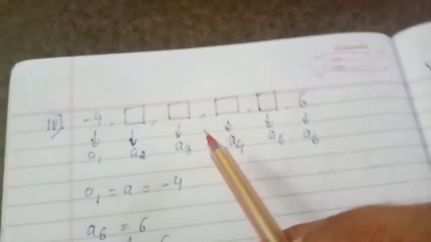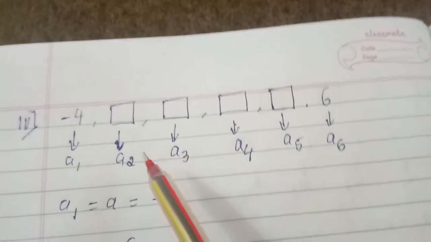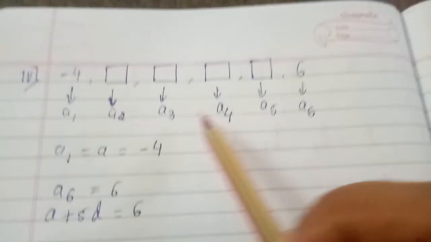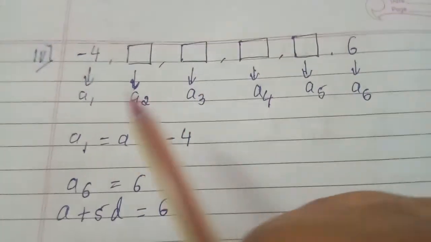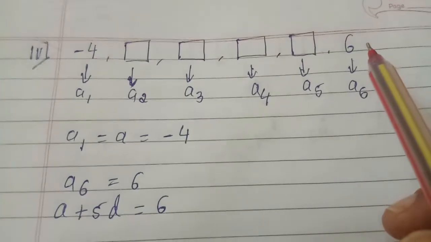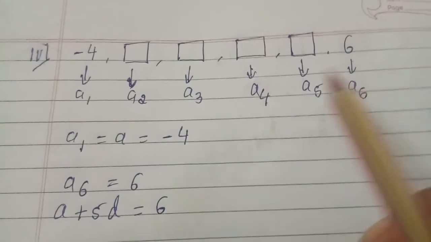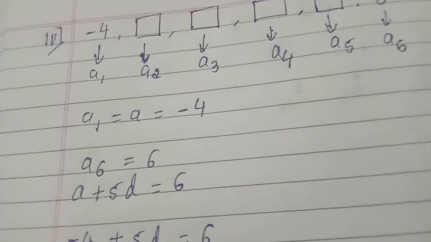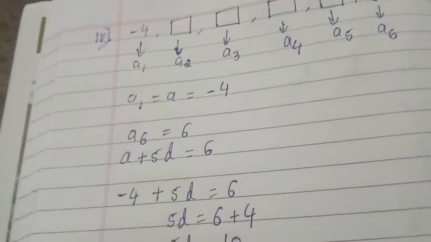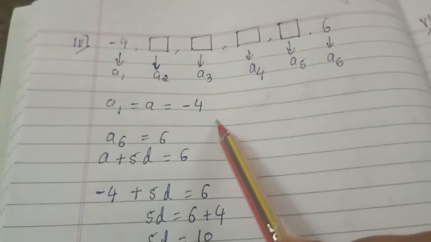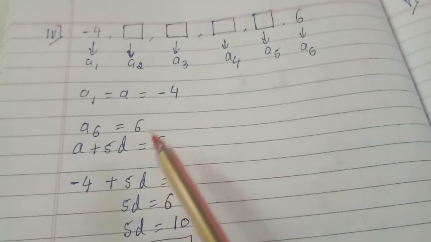Let me move to the next question, that is the fourth question. There are here 6 terms: 1, 2, 3, 4, 5 and 6. Out of these 6 terms, the first term is minus 4 and the sixth term is 6. And you have 4 missing terms, that is A2, A3, A4, A5. A1 is given, the first term, that is minus 4, so A1 can also be written as A, that is minus 4. And A6 is given, that is 6.